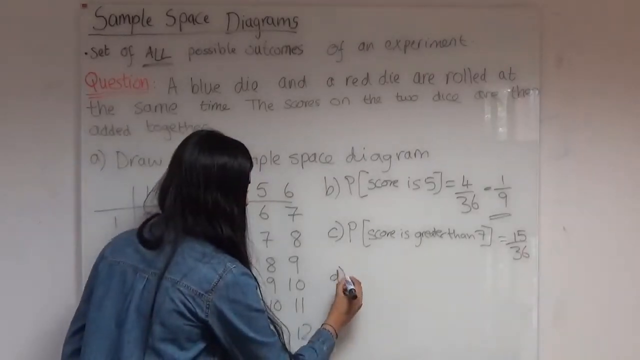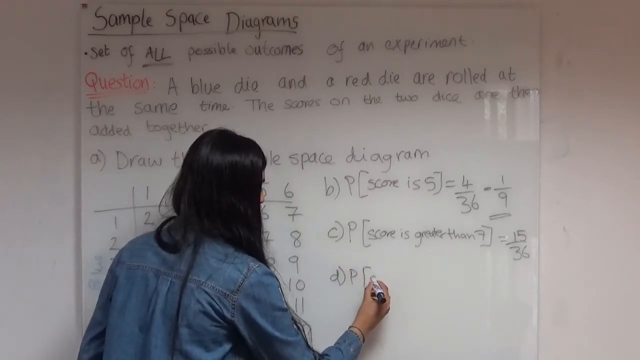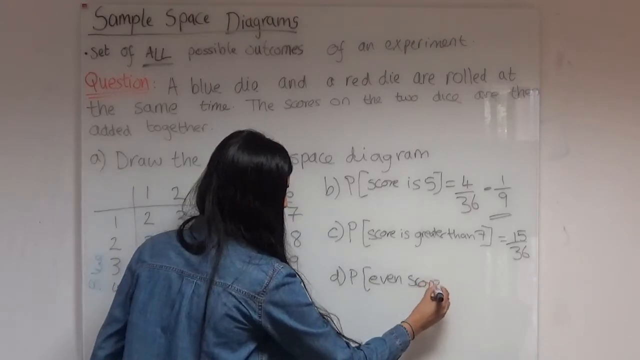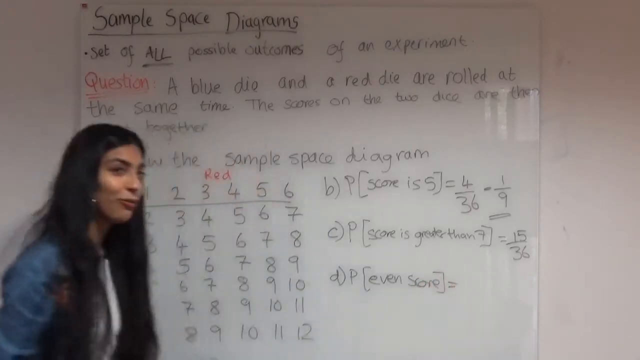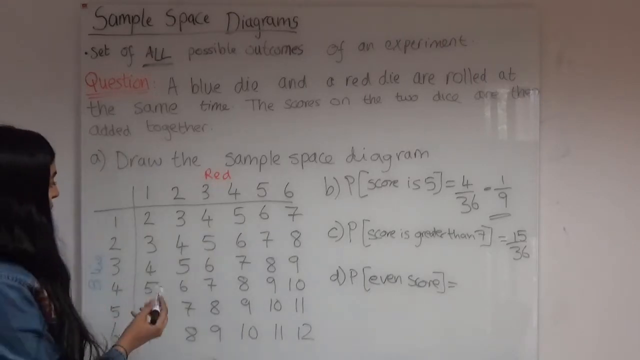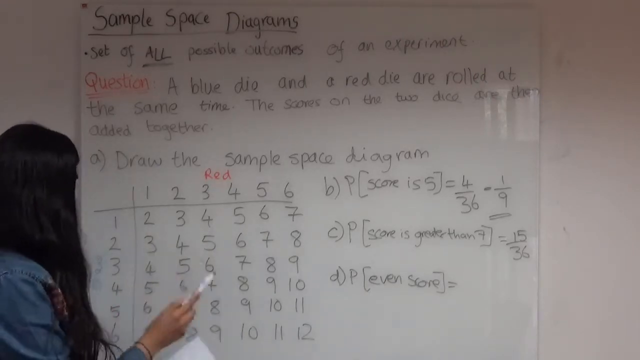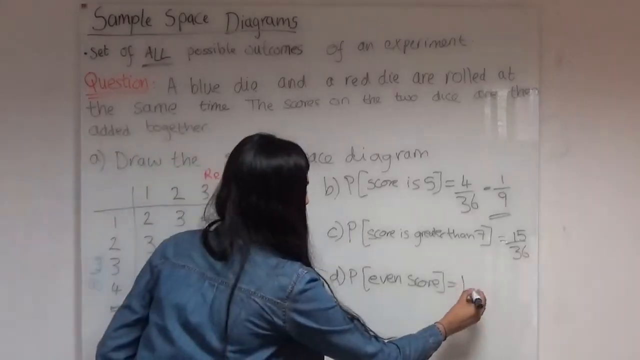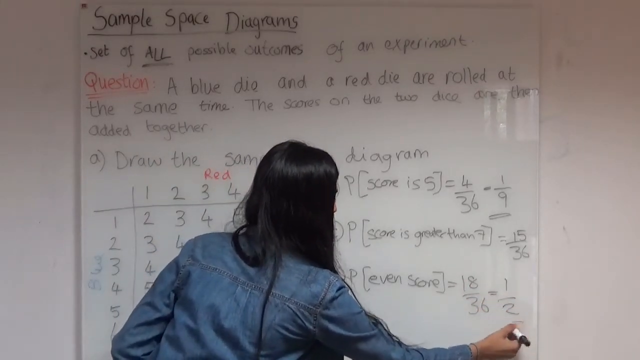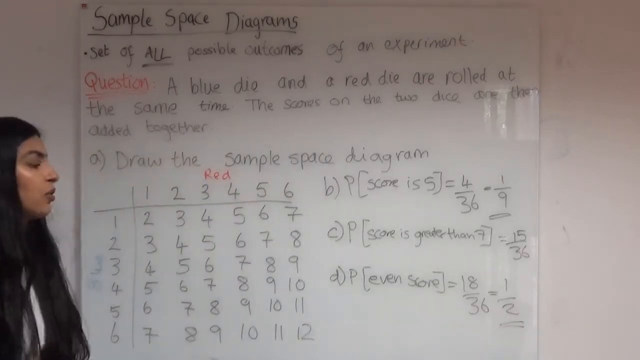And then part D is the probability of gaining an even score. So again, we look at the sample space diagram, we look at all the even scores and add them up. So once you add them up, you get 18 out of 36, which is a half. So the probability of getting an even score is a half.